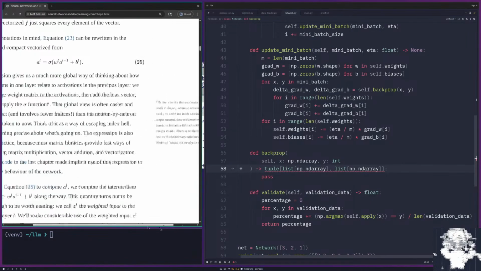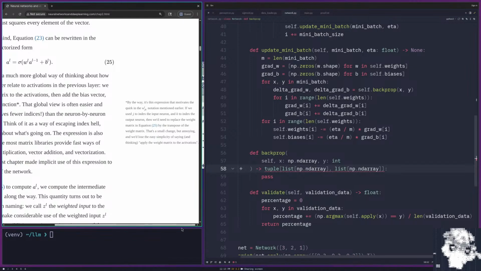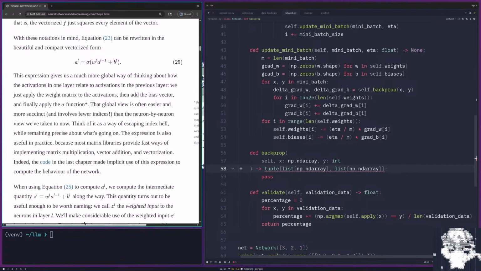Let's read the footnote here. By the way, it's this expression that motivates the quirk in the W^L_JK notation mentioned earlier. If we used J to index the input neuron and K to index the output neuron, then we'd need to replace the weight matrix in equation 25 by the transpose of the weight matrix. That's a small change but annoying, and we'd lose the easy simplicity of saying and thinking, apply the weight matrix to the activation.